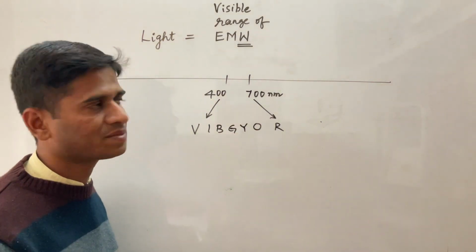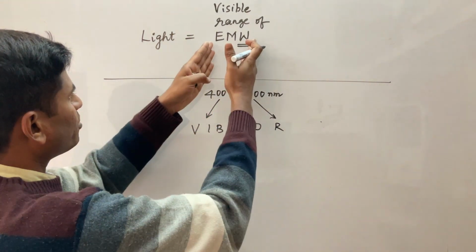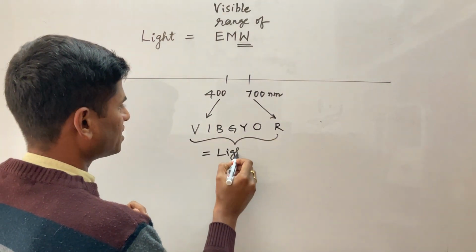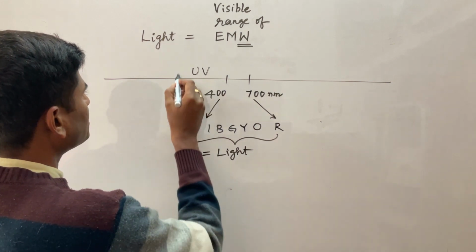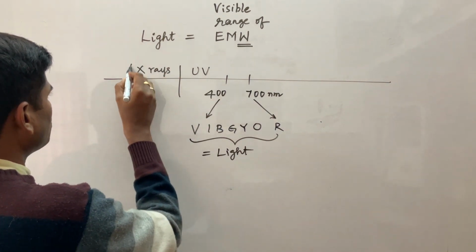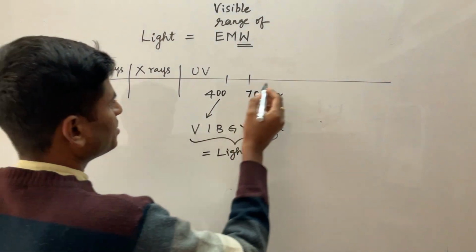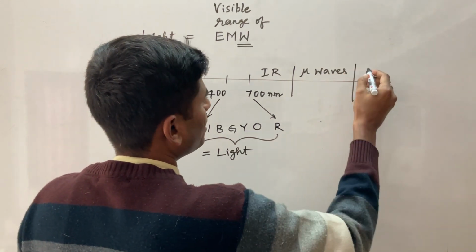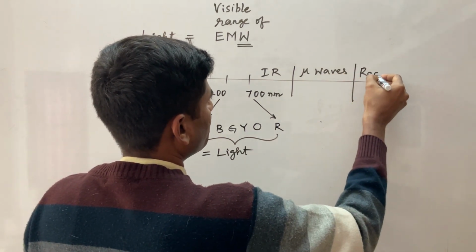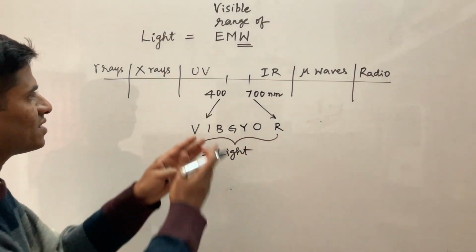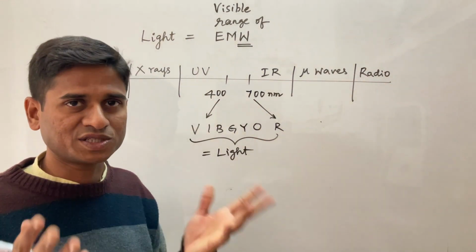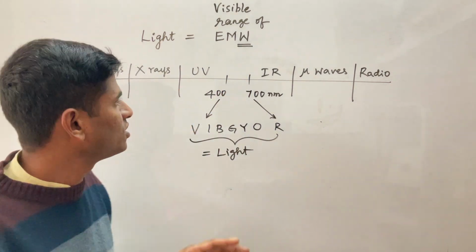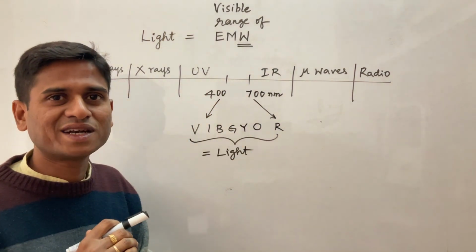In between you have other colors. Now you also have electromagnetic waves, which doesn't mean only light. This is basically called light. Then you also have UV rays, X-rays, and gamma rays. Similarly, you have infrared rays, microwaves, radio waves, etc. So it's a wide spectrum of electromagnetic waves, in which your eye is sensitive to this range of electromagnetic waves.